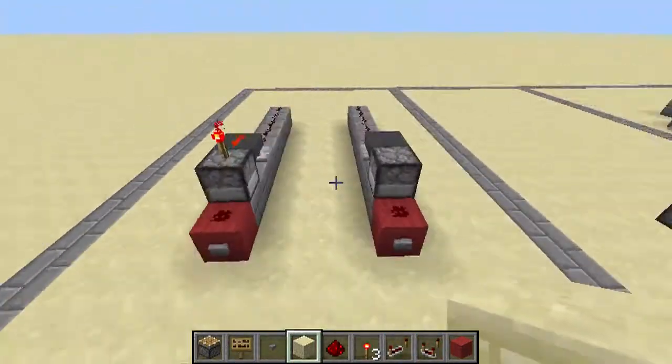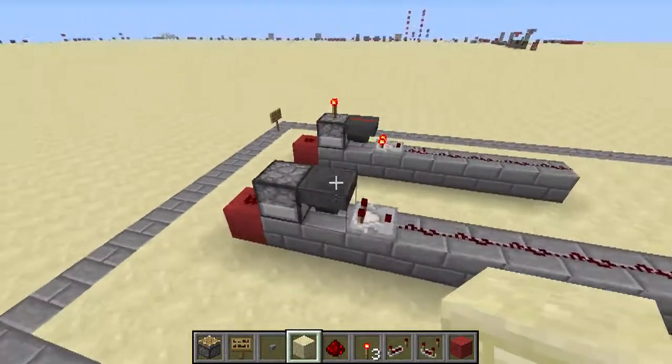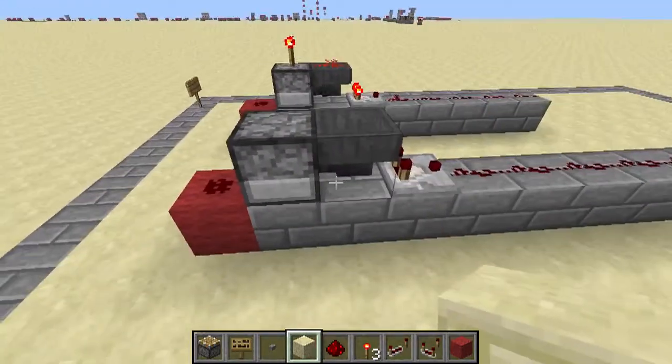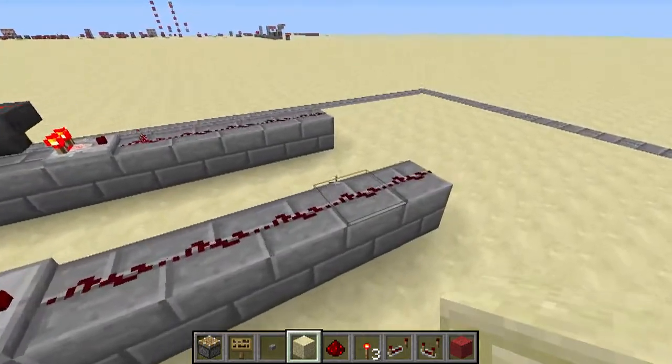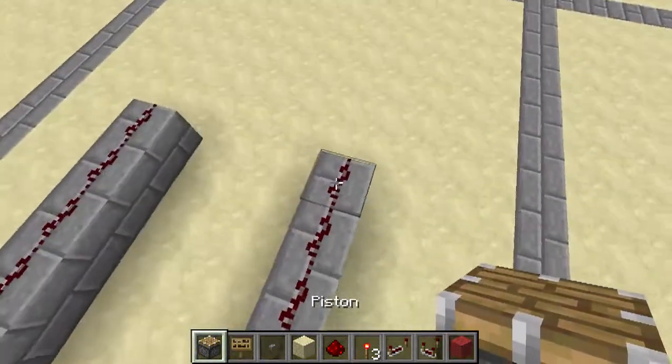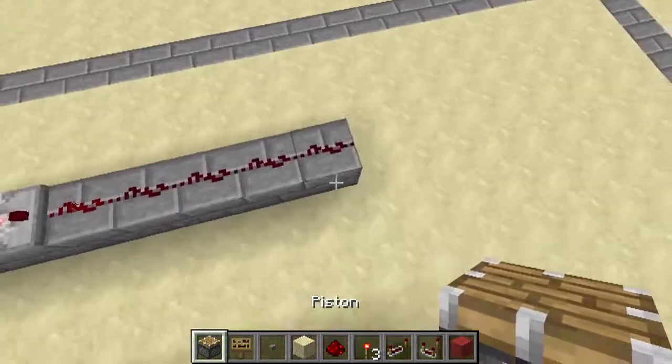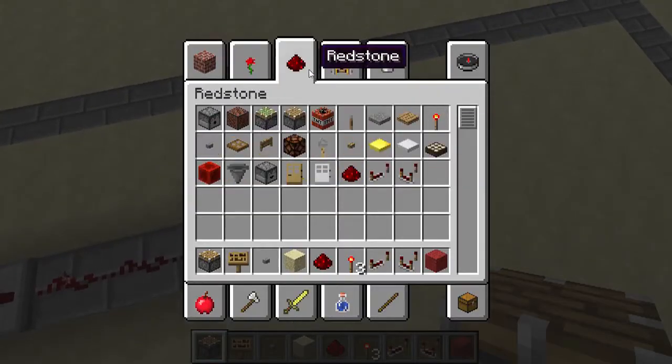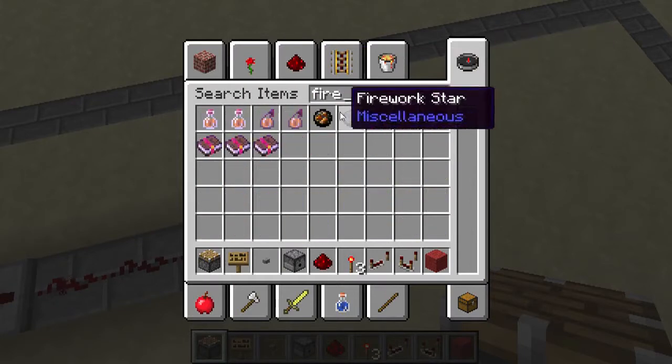So we're just going to stick to the 2 simple ones, and if you want to know some uses of these, it's if you want something to happen that is entirely random, and I can give you a good example of that. A fireworks display. Now I don't have any fireworks on me, so we're just going to have to make do here and put some dispensers on the end with some fire charges in it.